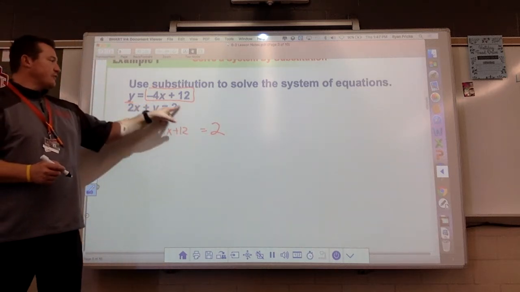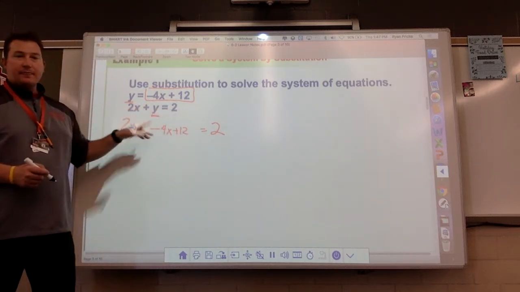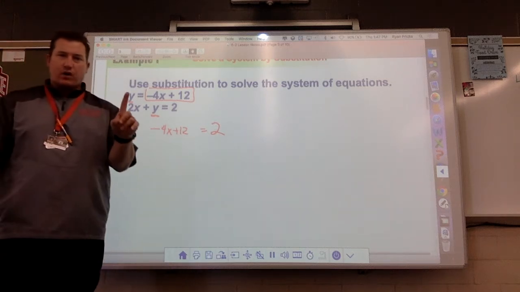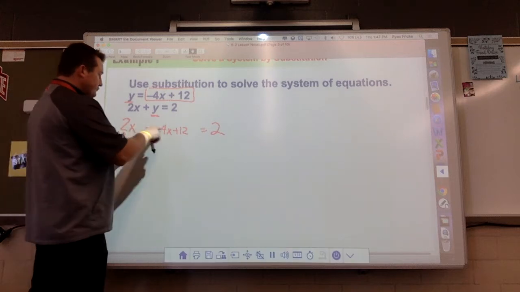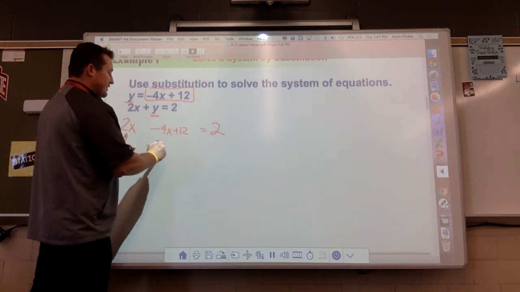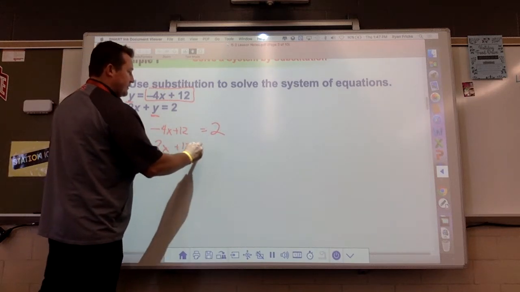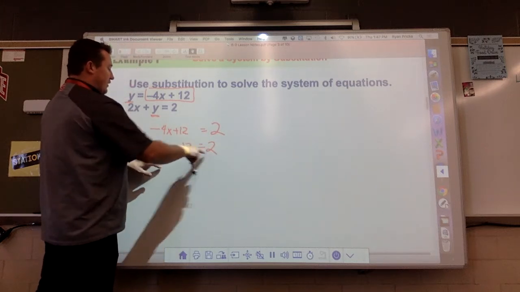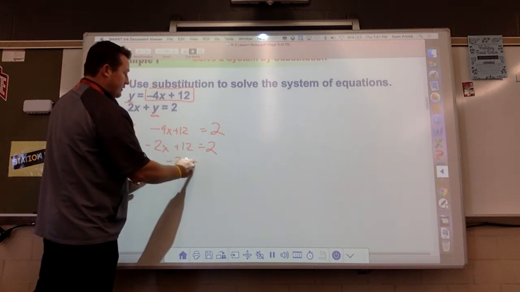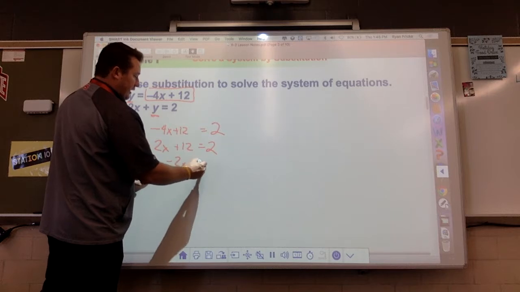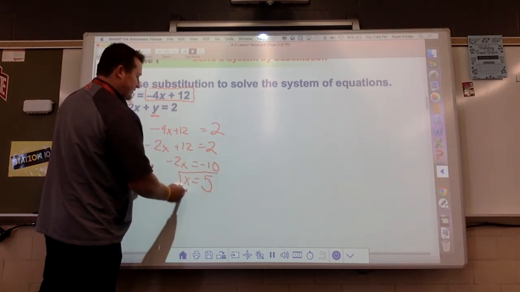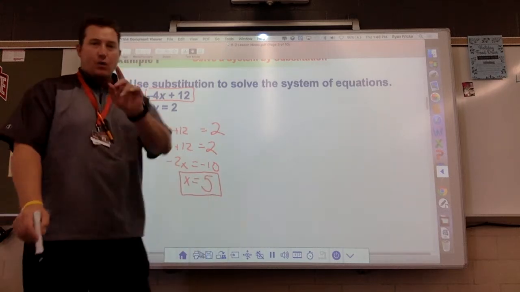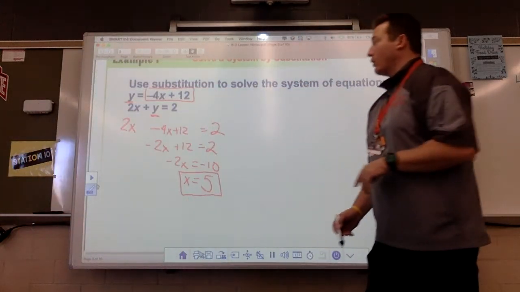Look what I've done, guys. I've taken a 2-variable equation, x and y, and I've now changed it into a 1-variable equation that I can solve. Let's do that. 2x minus 4x is negative 2x. 12, we're going to move to the other side. Subtract 12. That turns into negative 10, and I get 5. One answer done, one more to go.